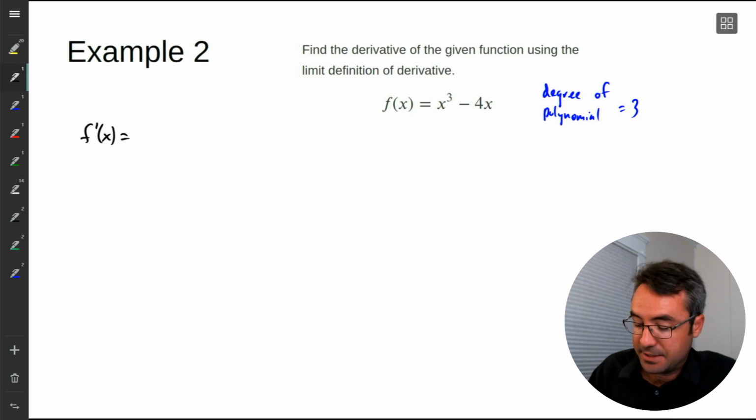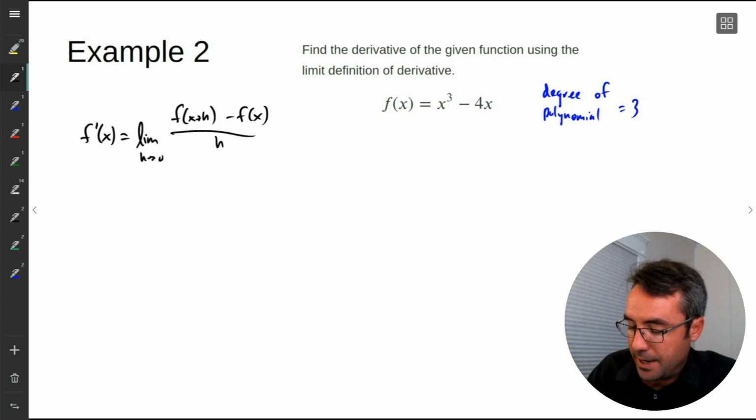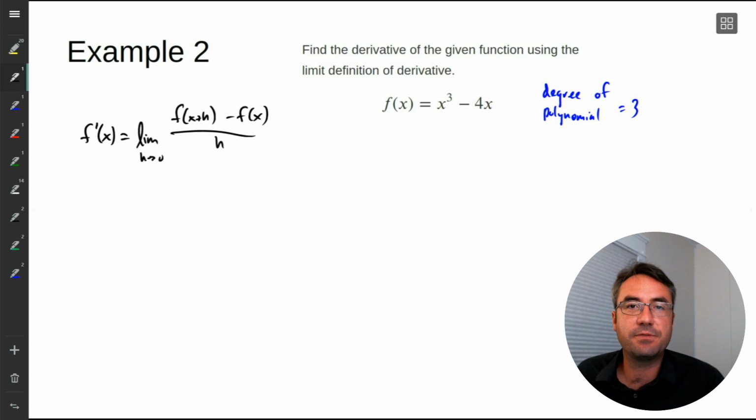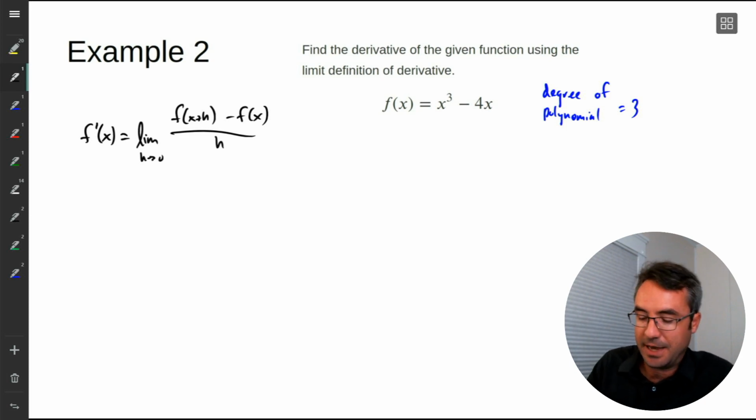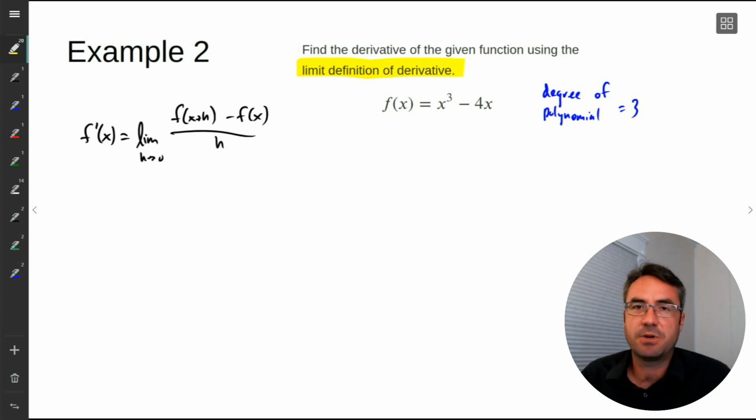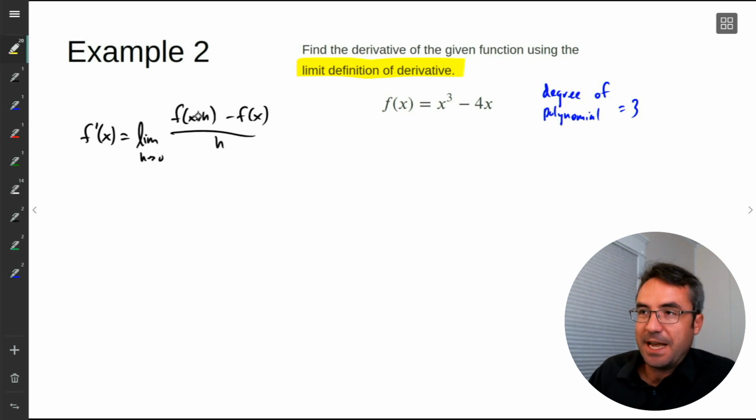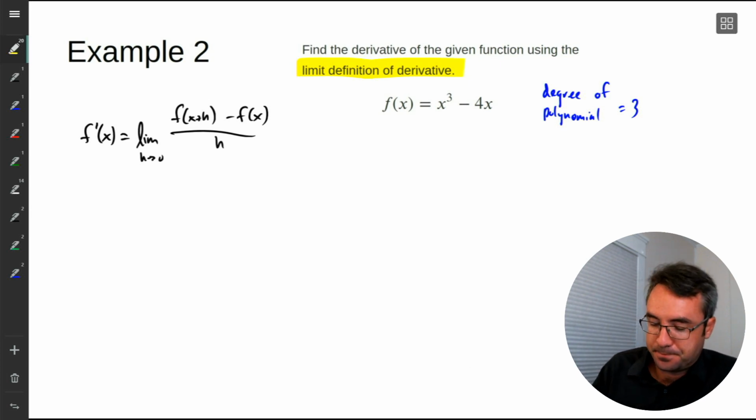So f prime of x is the limit as h goes to 0 of f of x plus h minus f of x all over h. Just a good reflex to get into as soon as you see that phrase limit definition of derivative. As soon as you see that, just write down the formula. All right. Let's work with this f of x plus h though.